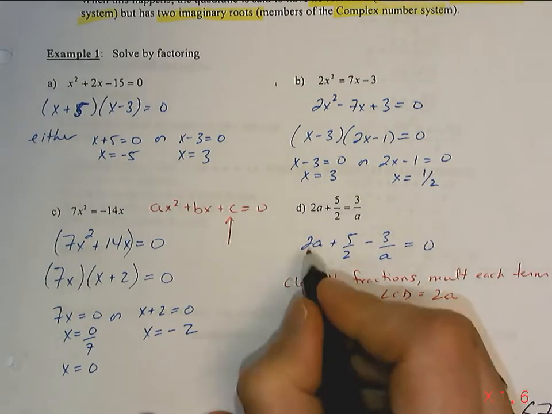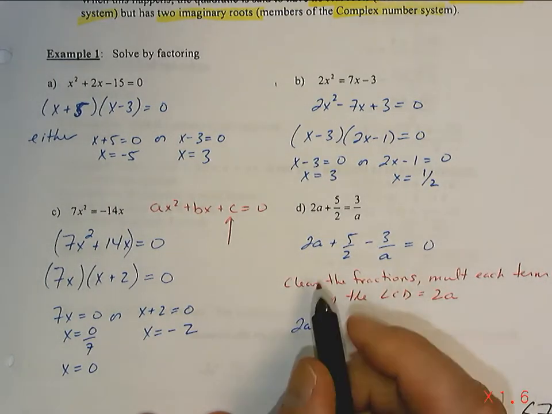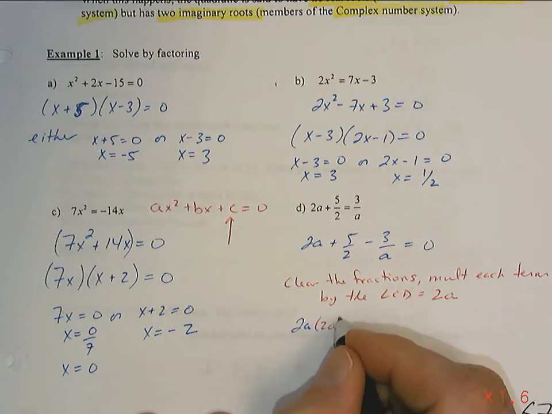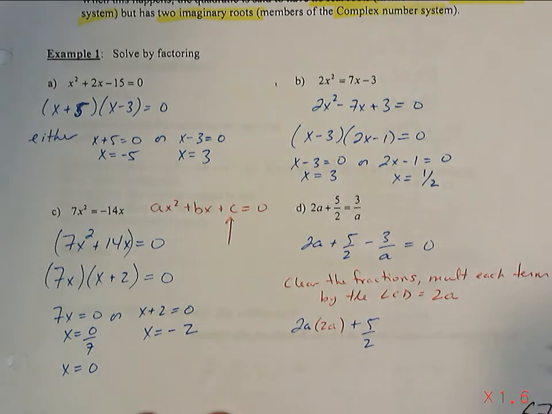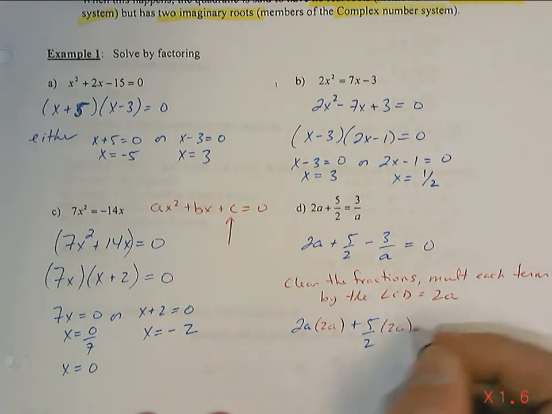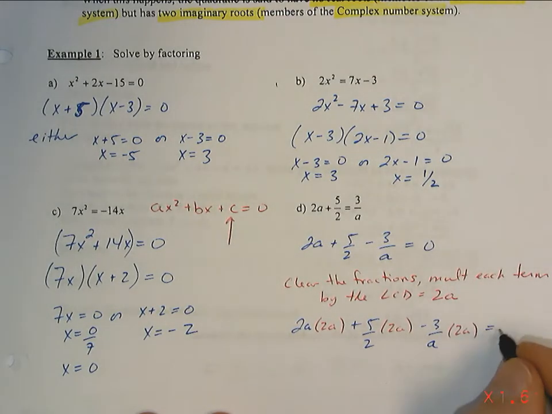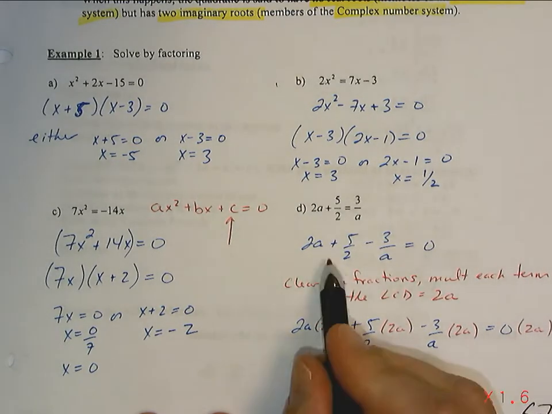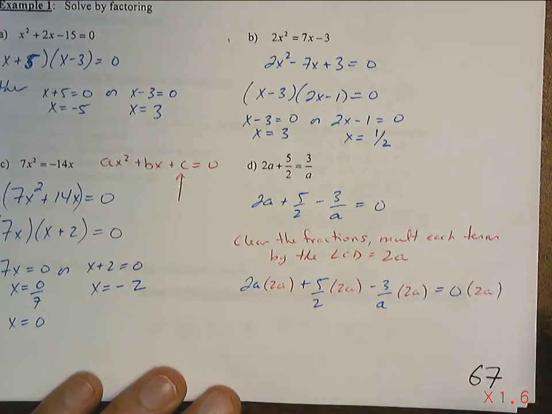So it's going to be 2a times 2a. So this 2a gets multiplied by 2a. Plus 5 over 2 multiplied by 2a. Minus 3 over a multiplied by 2a. Equals 0. And again multiplied by 2a. So what I've effectively done is multiplied each and every term by 2a. So I've effectively multiplied both sides of the equation by 2a.